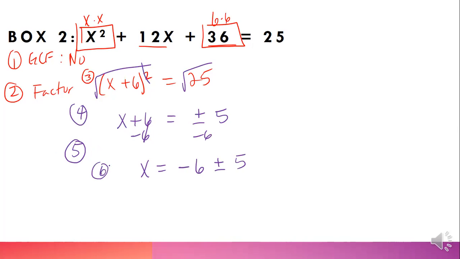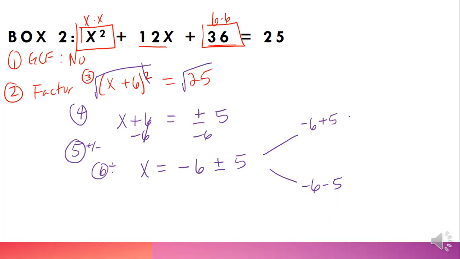Step 6 is to divide. Is there anything to divide? No. So it's divide and simplify. When you're simplifying this, this means that you have 2 problems happening here. You have negative 6 plus 5, and you have negative 6 minus 5. That's what that plus or minus is telling you to do.